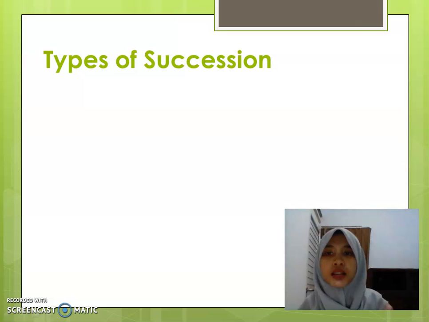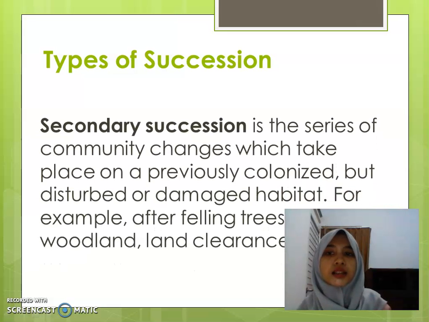And then the second type of succession is secondary succession. Secondary succession is the series of community change which takes place on a previously colonized but disturbed or damaged habitat, for example after felling trees in a woodland, land clearance, or a fire.